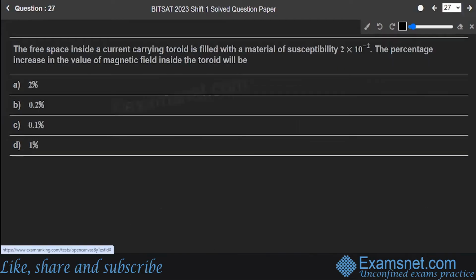Hope you got that. Next is question number 27. The free space inside the current carrying toroid is filled with a material of susceptibility 2 into 10 power minus 2.